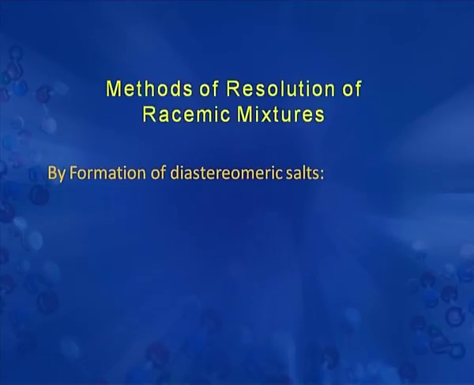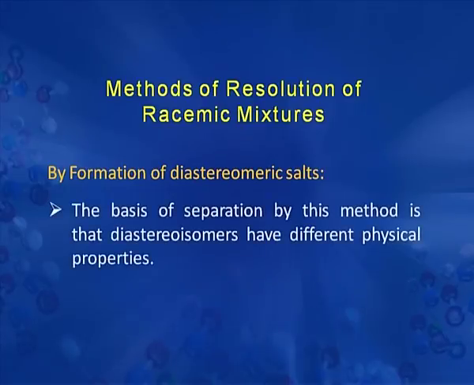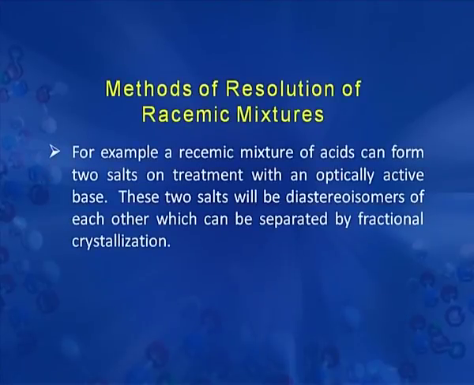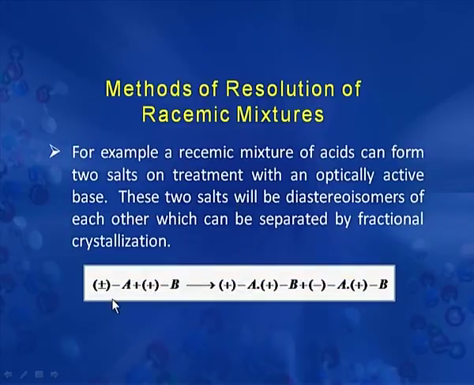Another method used for the separation of a racemic mixture, that is the most common method, is formation of diastereoisomeric salt. Diastereoisomeric compounds we have discussed earlier have different physical properties and it becomes easier to separate them. So in this method, a given compound is converted into a diastereoisomeric salt which can be separated by fractional crystallization. Suppose we have an acid which is present as a racemic mixture.